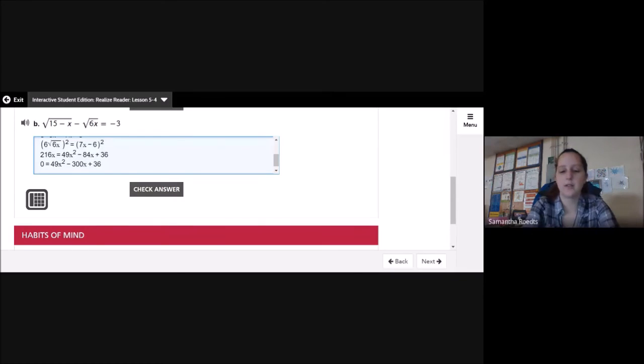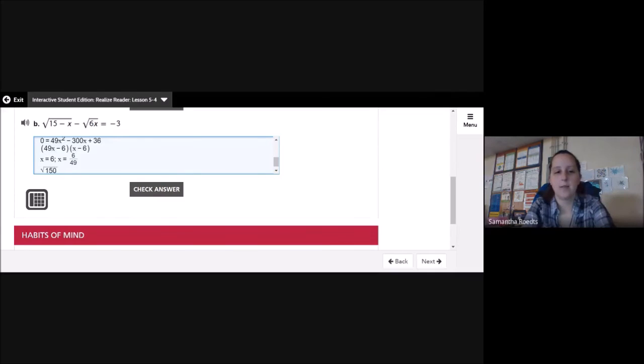I need to factor this, so I get 49x minus 6 times x minus 6. Okay, so that gives me x equals 6, or x equals 6/49. So again, I need to substitute these in.